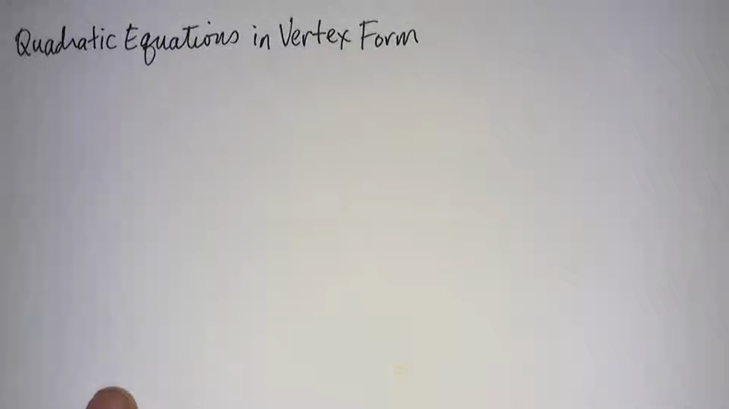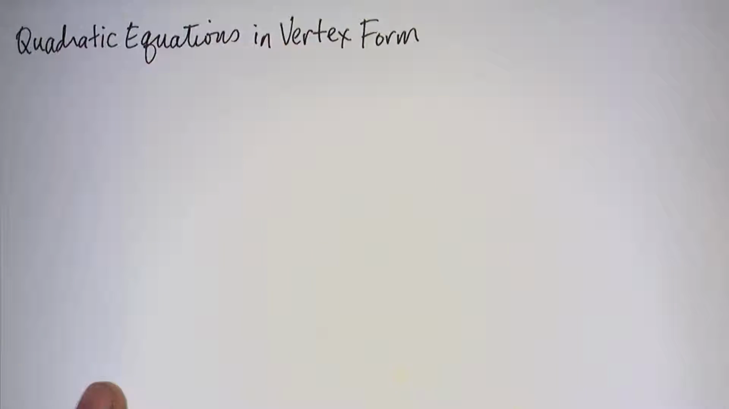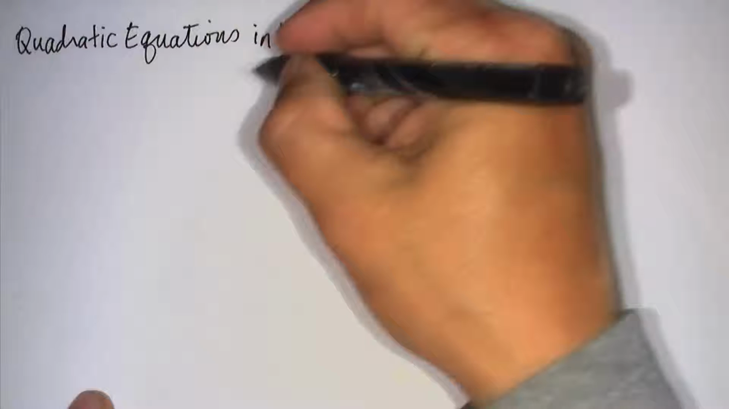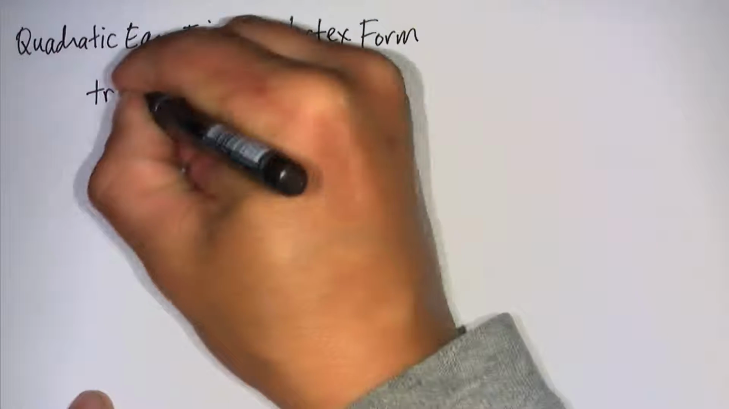Lecture is entitled Quadratic Equations in Vertex Form. So today we're going to be looking at quadratic equations in vertex form. But let's start off. I want to give a little bit of background about where this vertex form comes from. Where does it come from? Well, it comes from what's called transformations.